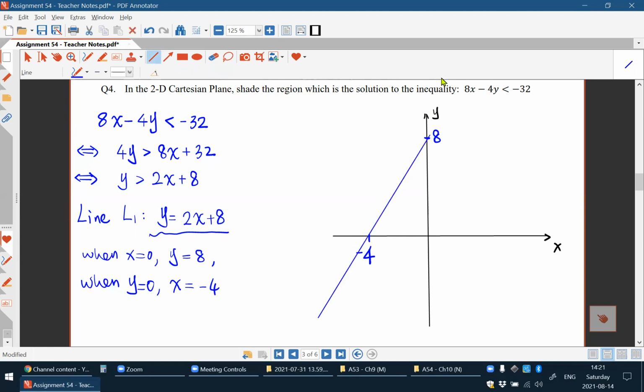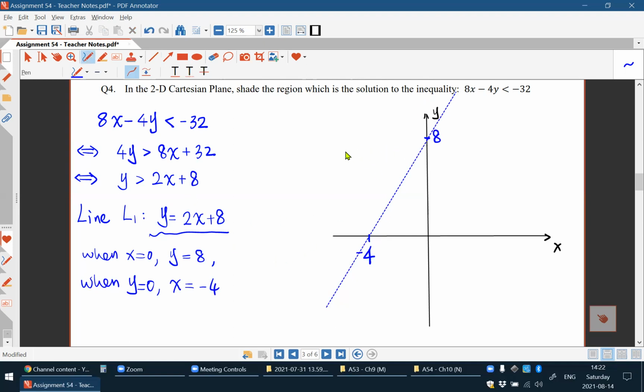But remember that this inequality is strictly smaller than, so we need to use the dotted line instead of the solid line. Solid line means greater than or equal to, or less than or equal to, right? Dotted line means strictly less than or strictly greater than. All right, this is the boundary line.